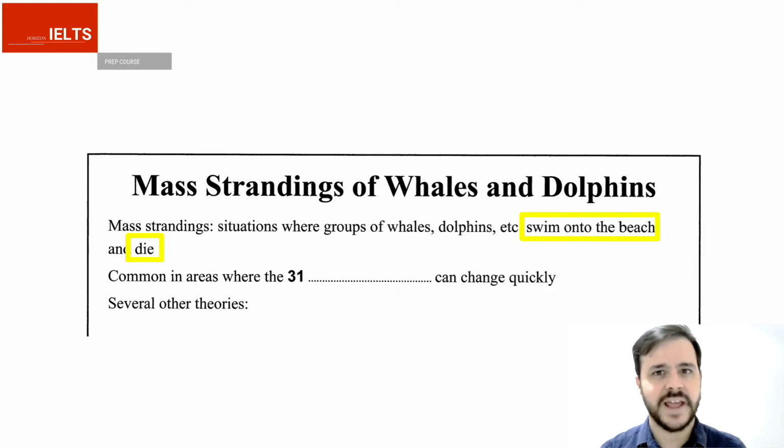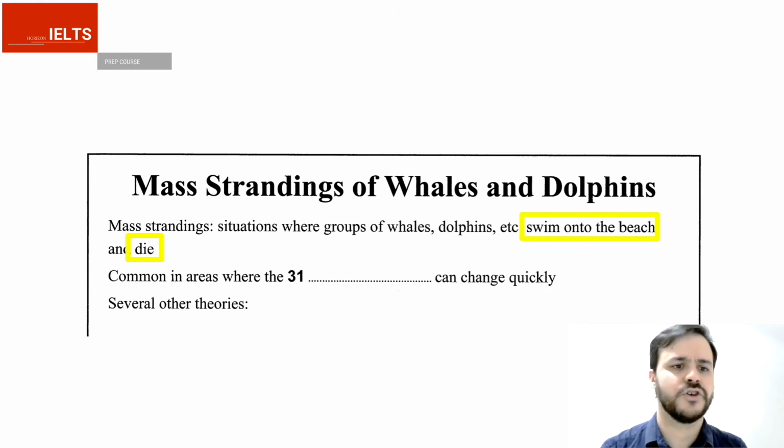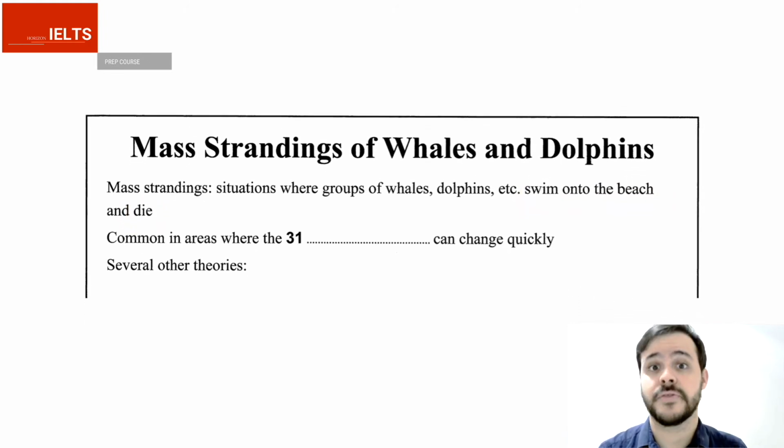Just to clarify at this moment, you must know that mass in this context means a huge number, a big number. And stranding in this context as well means going out of the ocean. So that's the meaning. It's a huge number of whales and dolphins that leave the ocean to die on the beach. Let's have a look at the first question, which is question 31.